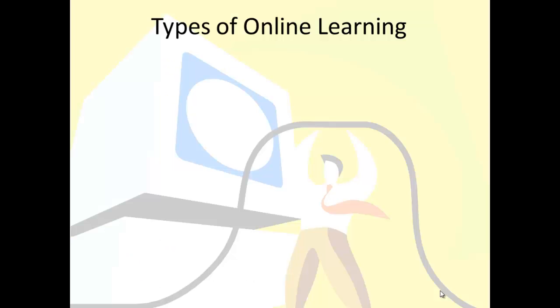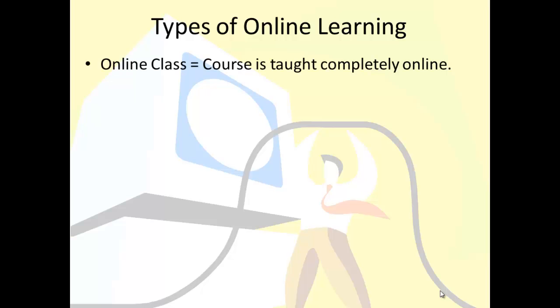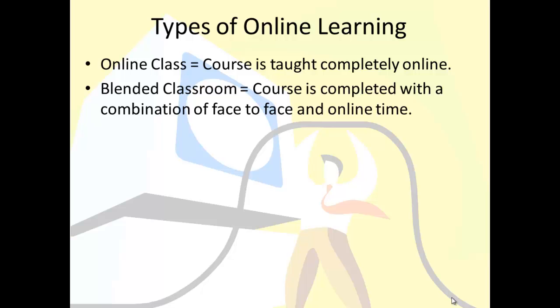At the meeting, I talked about different types of online learning, so I'm going to very quickly talk about that again in case you don't know the difference. Online classes are classes that are taught completely online, where there is no face-to-face time between the teacher and student or students together. Blended classrooms actually combine face-to-face time with the teacher and students, and there's an online component as well.